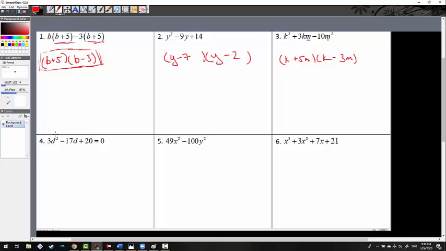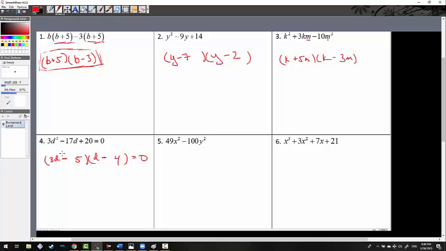Number 4 is some zero product property going on here, so I'm just going to go for it first. I've got 3d and d. The signs are going to be minus plus, which means on the inside it's going to be minus minus. I'm going to set that equal to 0. Then two numbers that multiply to 20, that's all I really need. So I'll throw down a 5 right here and a 4 right here.